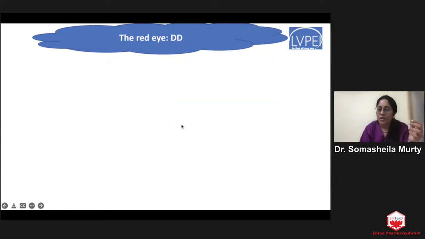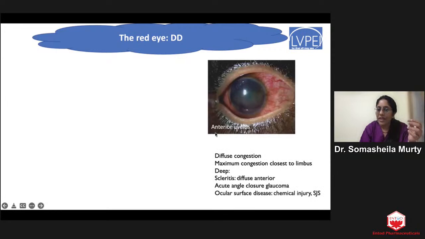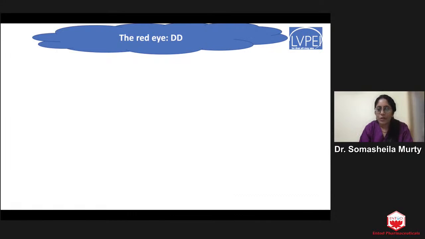So when it's uveitis, you'll really know it's uveitis because you'll have a very congested, deeply congested eye. There will be diffuse congestion all over, but the maximum congestion will be around the limbus, close to the limbus, the circumcorneal congestion. And sometimes with scleritis, you can have diffuse scleritis, but you very rarely have KPs in scleritis. So that's a very close differential to anterior uveitis. And of course, you can have glaucoma, severe chemical injury, ocular surface disease, and so on. So just to highlight that not all red eyes are uveitis.